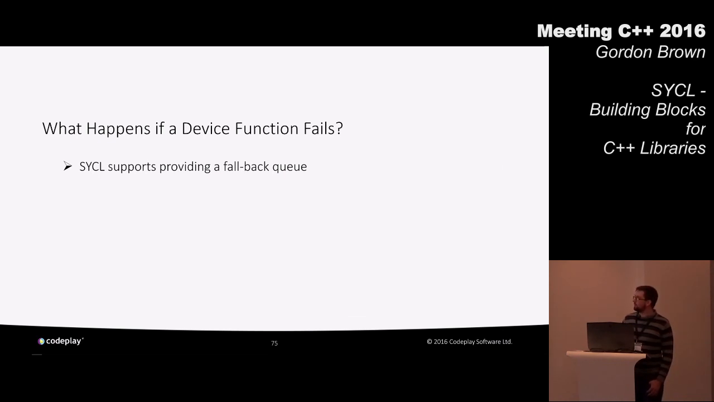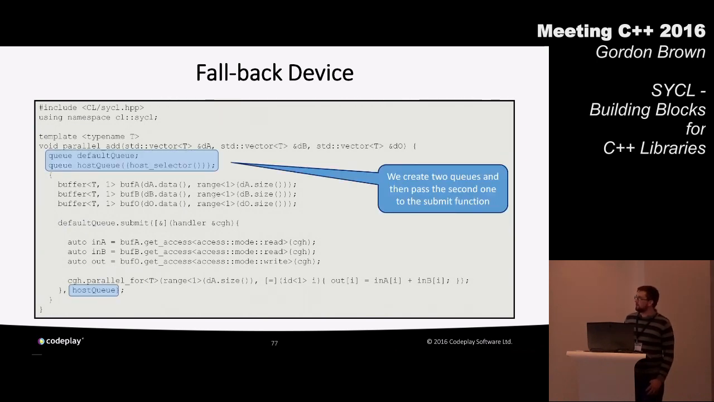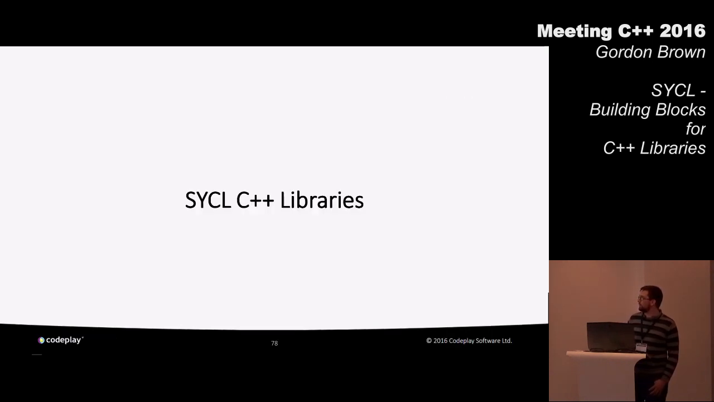So SYCL provides a fallback queue in order to allow this. The way you do this is you simply construct a second queue, and you pass this queue to your command group. So here we have a default queue that will pick a device, but if this device fails, it'll fall back to the host queue. So the SYCL runtime will attempt to recover and then run the same device function on the host instead.